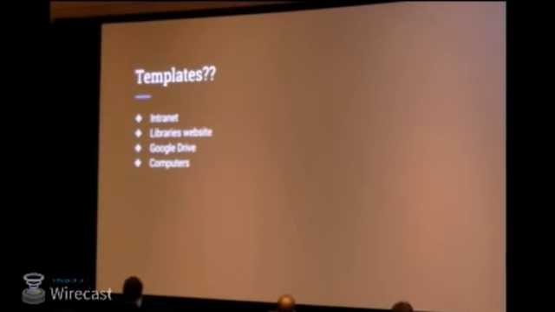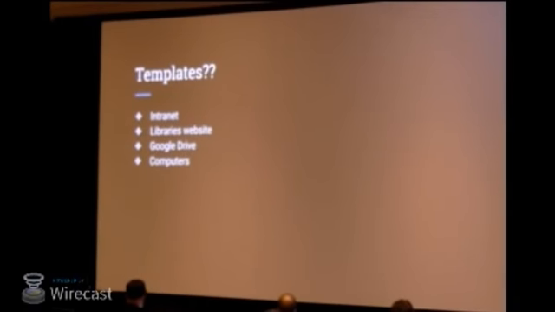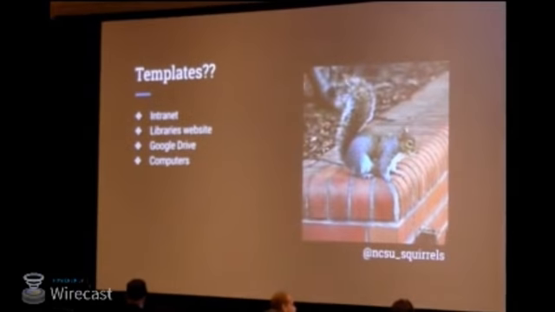So the templates were created across several departments and saved and made available in various locations. Say if we had a patron come in who wanted a template represented by an NCSU squirrel, they would talk to somebody in the libraries and they would get the appropriate template from the intranet or from the library's website or from a server or from Google Drive or from their own desktop or from another librarian.